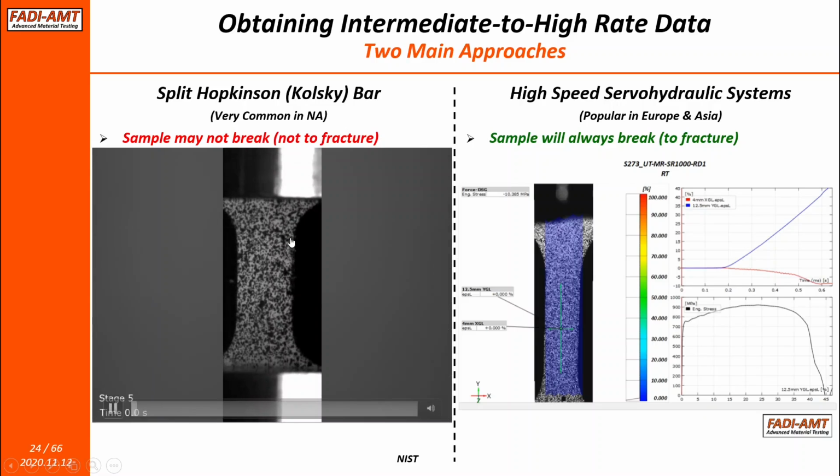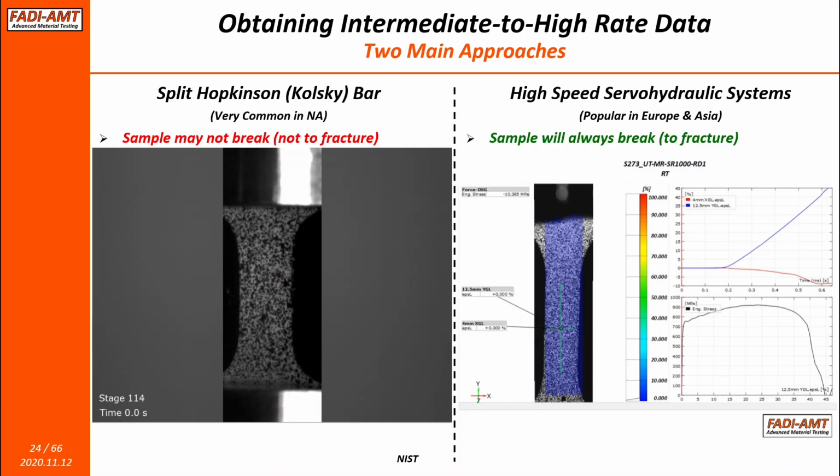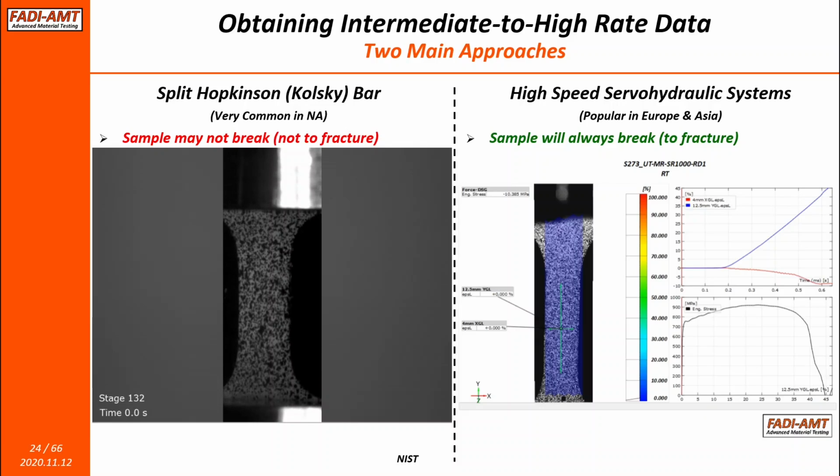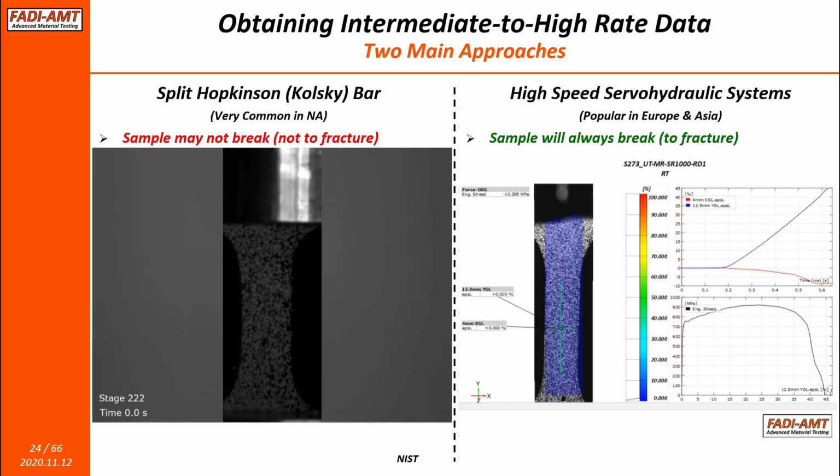And here's an example of a test where you can see basically the sample is deforming and then all of a sudden it stopped. The prime wave has finished its job and the sample hasn't fractured. And now you can see in the video that there's a second wave coming, which is the rebound wave, and there's a third wave, and so on, that will deform the sample further and further, and ultimately it will fail.